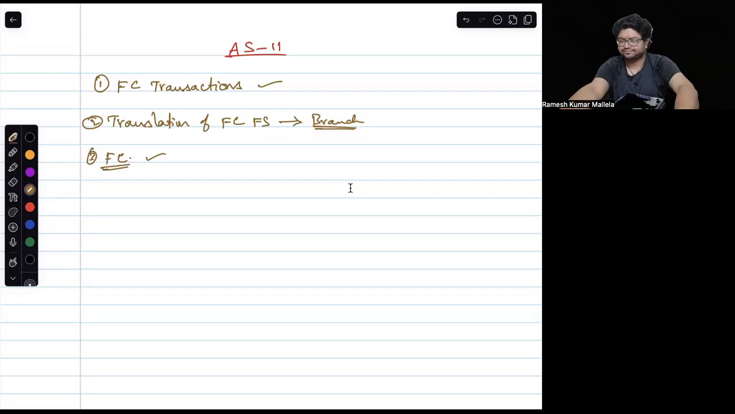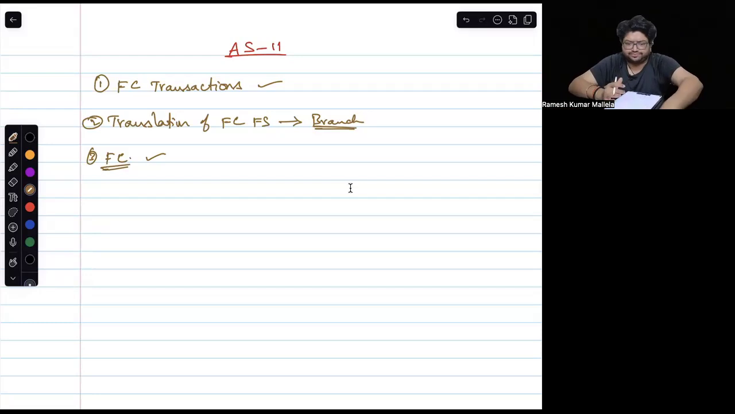Is it clear? Hello? Yes, sir. Okay. When we do foreign currency, when we do branch accounts, in that we will learn about translation of foreign currency, financial statements.